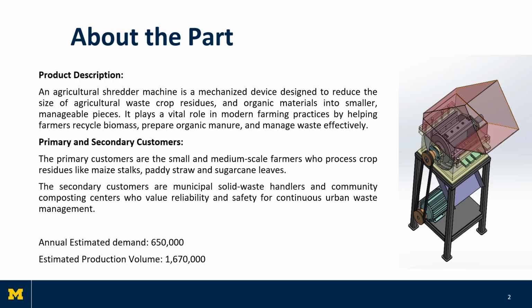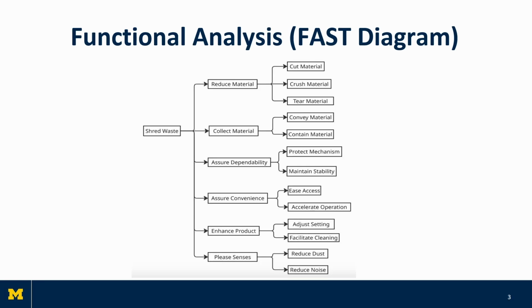The primary customers are small and medium scale farmers who process crop residues like maize stalks, paddy straw, and sugarcane leaves. Our secondary customers are municipal solid waste handlers who provide continuous urban waste management. Annual estimated demand is 650,000. Estimated production volume is 1,670,000. The task function of the agricultural shredder is to shred waste.